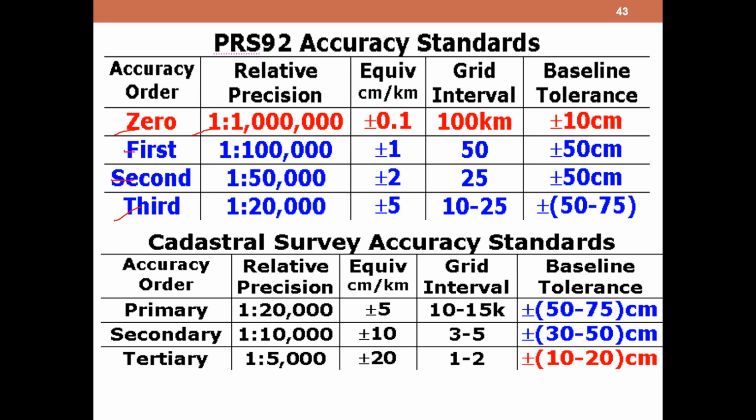And for cadastral survey, naay primary, secondary, and tertiary. For primary, 1:200,000. Secondary is 1:10,000. And tertiary is 1:5,000.